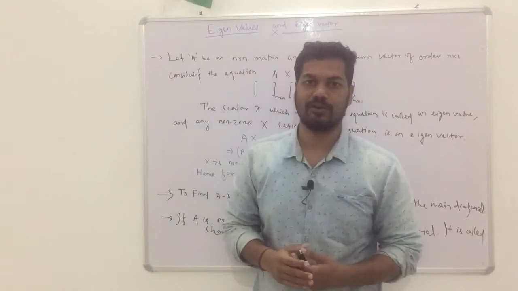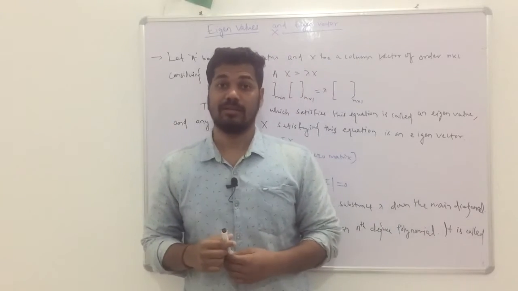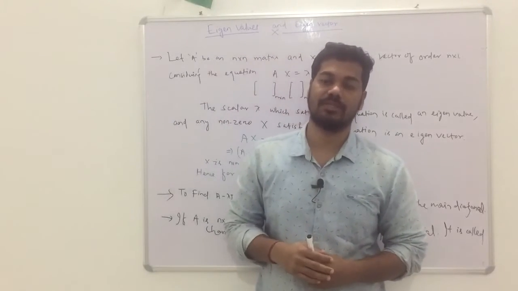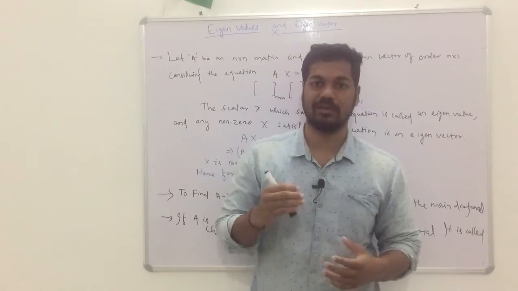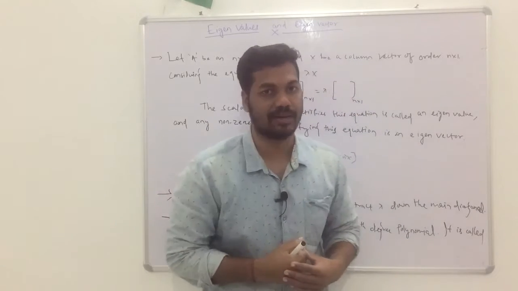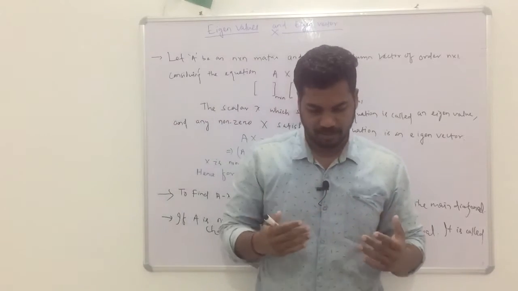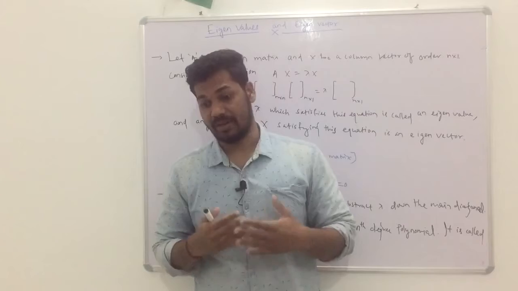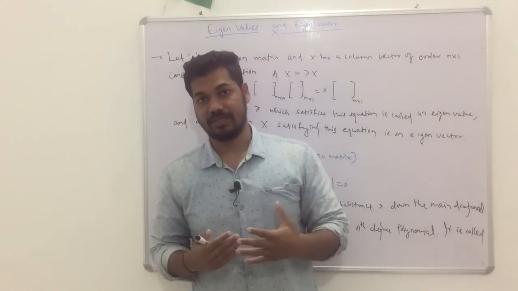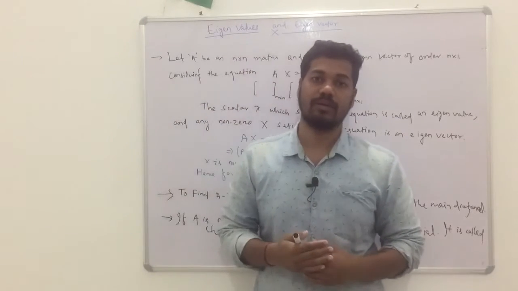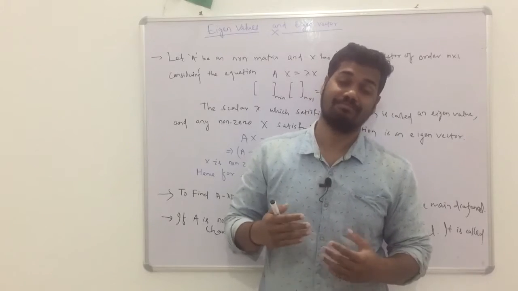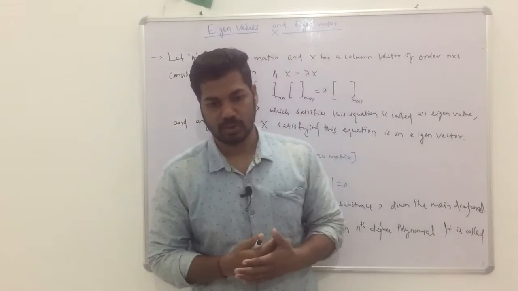In this lecture, we are going to discuss the most important concept of the chapter matrix and determinant, which is nothing but the eigenvalue and eigenvector problem. This eigenvalue and eigenvector problem is very important in this chapter, and it is useful in classical and quantum mechanics also.